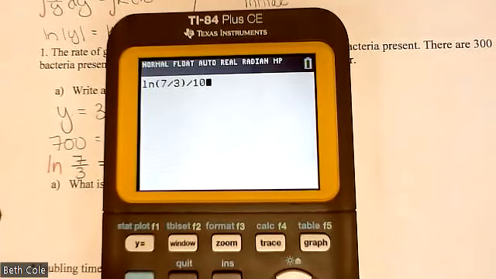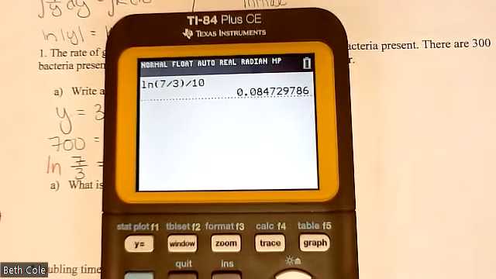And just make sure you close the parenthesis after the 7/3 because you only want it to ln the 7/3, not the divide by 10. Yeah, it's on the left side. It's right below the log button, kind of next to the 4, sort of like diagonal from it.